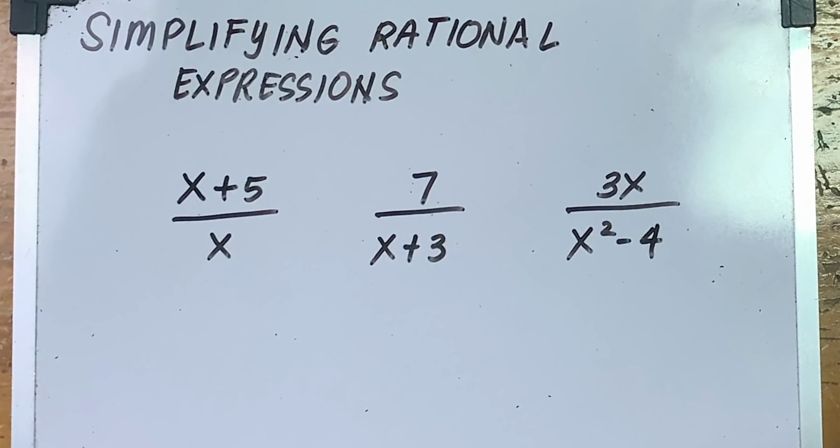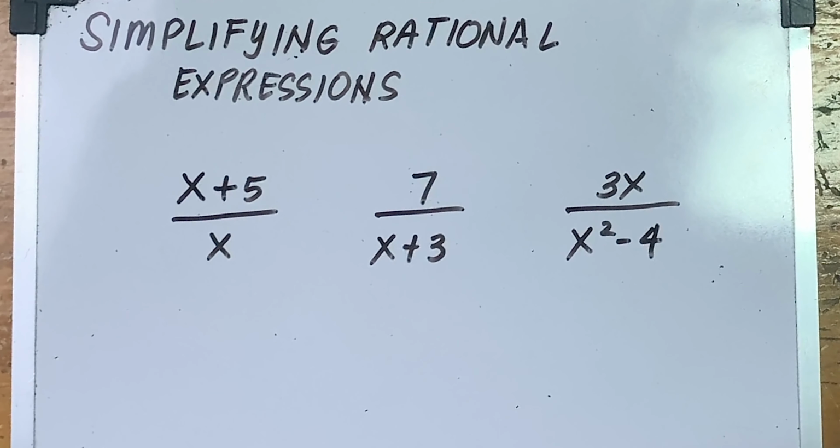Today, we will learn about simplifying rational expressions. Before we simplify rational expressions, let's define what it is. A rational expression is a fraction that has a polynomial in the numerator or in the denominator, or in both numerator and denominator. Here are some of the examples.